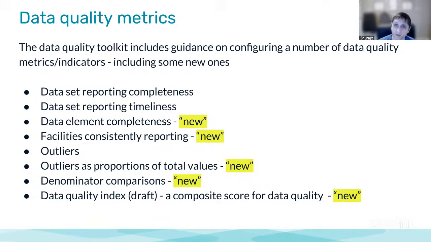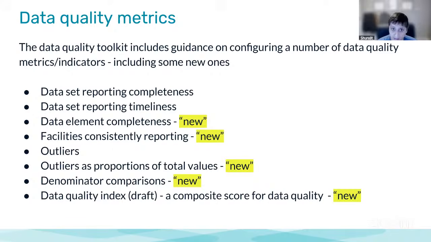And we're going to go over each of these metrics in this session today and outline how we can look at them further. So we have dataset reporting completeness and timeliness, and I'll explain each of these measures in more detail so we're all on the same page here and give examples inside of DHIS2 as well. We have some new ones, once again, new to DHIS2, not necessarily new overall. Data element completeness, facilities and consistently reporting. These are two of our new ones we've added to DHIS2.